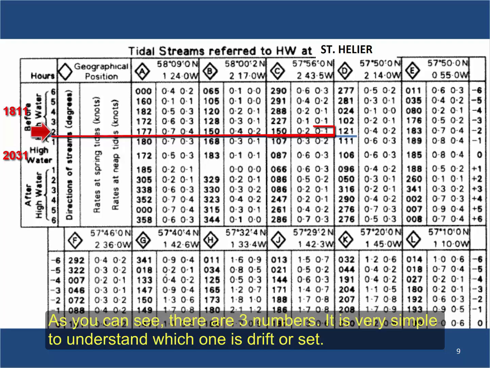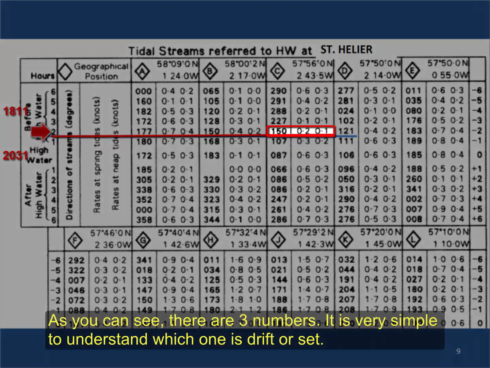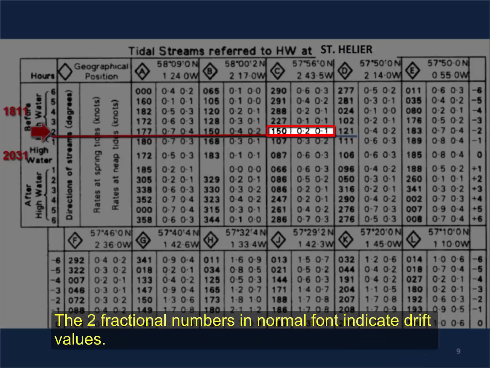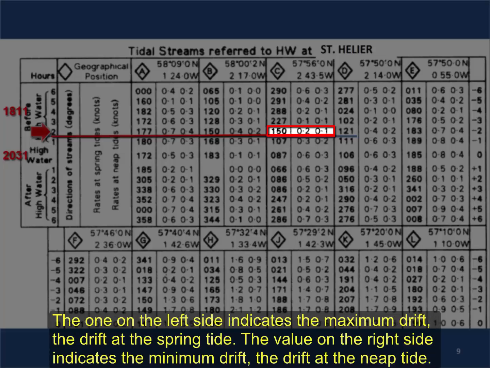As you can see, there are 3 numbers. It is very simple to understand which one is drift or set. The 3-digit numbers in bold is the set of the tidal current that indicates a direction, and the unit is degrees. The 2 fractional numbers in normal font indicate drift values. The one on the left side indicates the maximum drift, the drift at the spring tide. The value on the right side indicates the minimum drift, the drift at the neap tide.